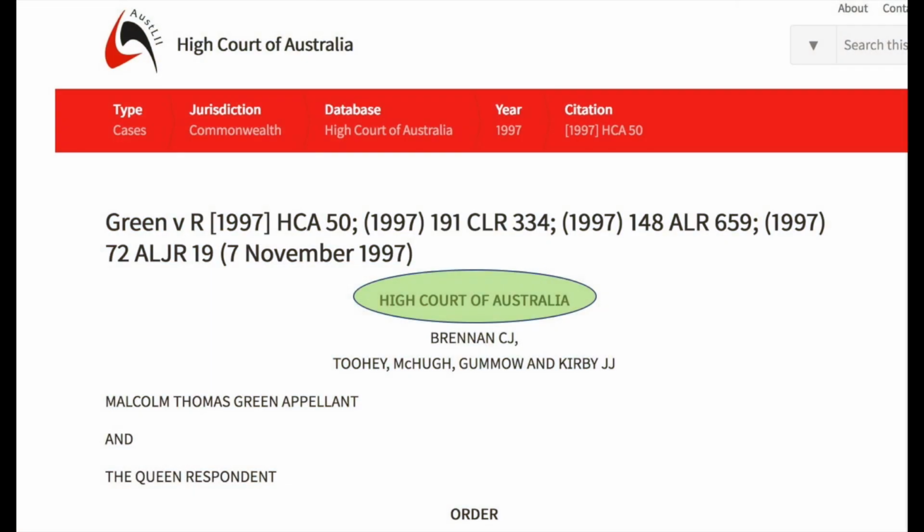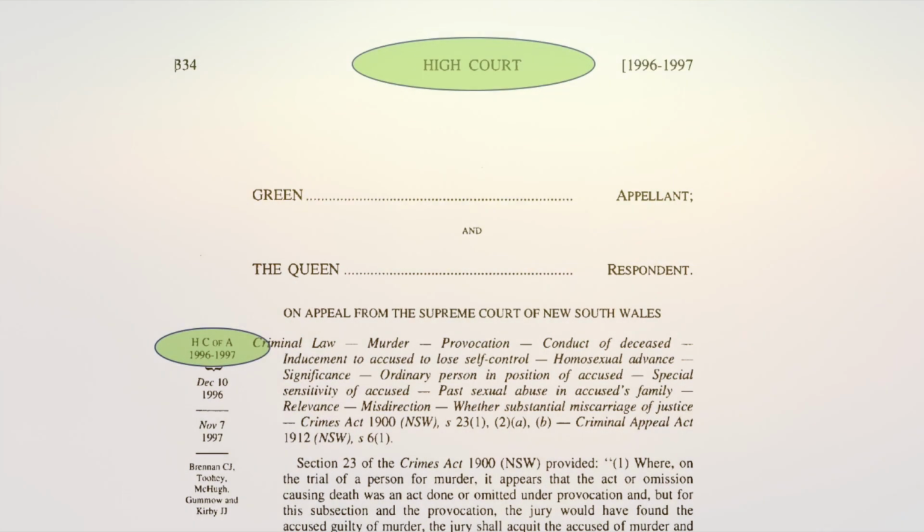So the first thing to do is identify the court. On Austlii, the court is the first thing we see after the citations, High Court of Australia. On the written report, pretty much the same. Up the top here it says High Court, and then over in the left marginal note here you can see HC of A, which of course is an abbreviation for High Court of Australia.